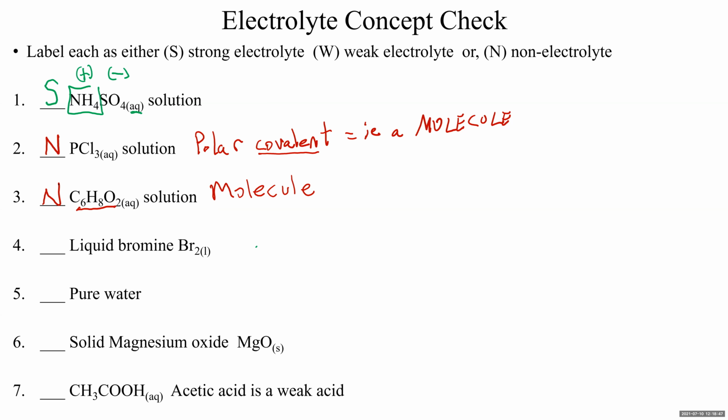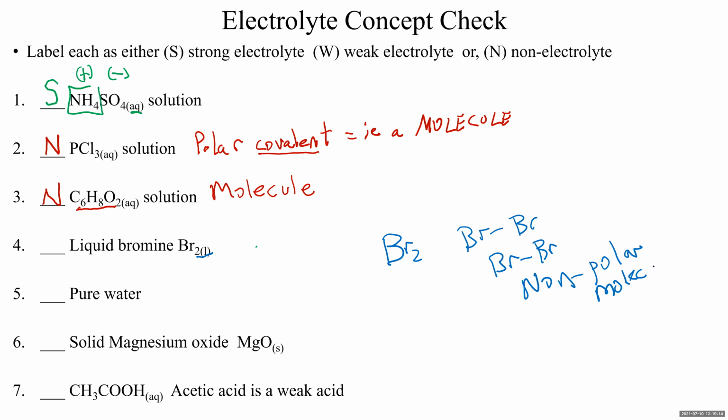How about liquid bromine? Now, this one is a very strange one, and I don't blame you if you don't know yet what that means. Liquid bromine is a pure liquid. Bromine, as you recall, is a diatomic molecule. So you have these liquid bromine molecules just floating around with each other. It's a very non-polar molecule, but what does non-polar indicate? Well, here's another thing. There's no water.